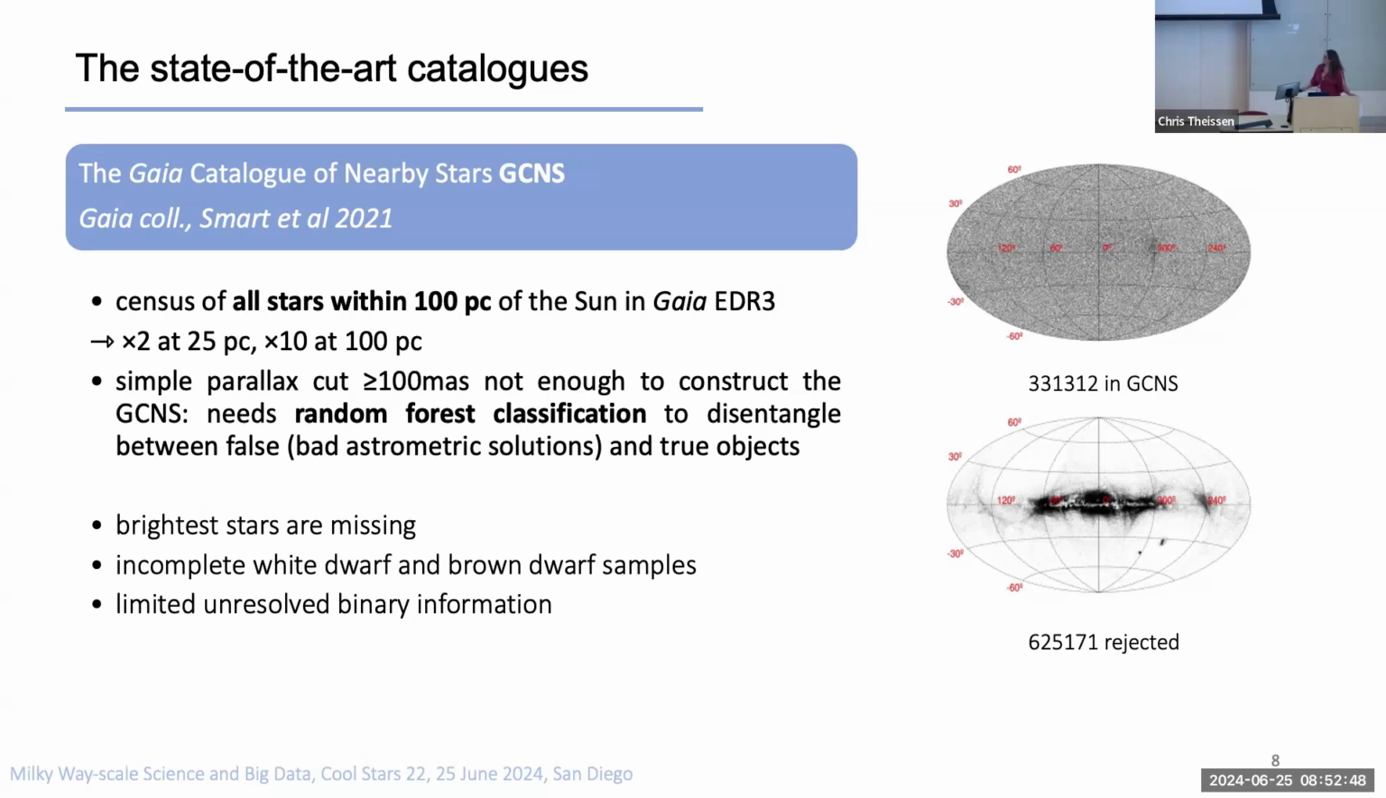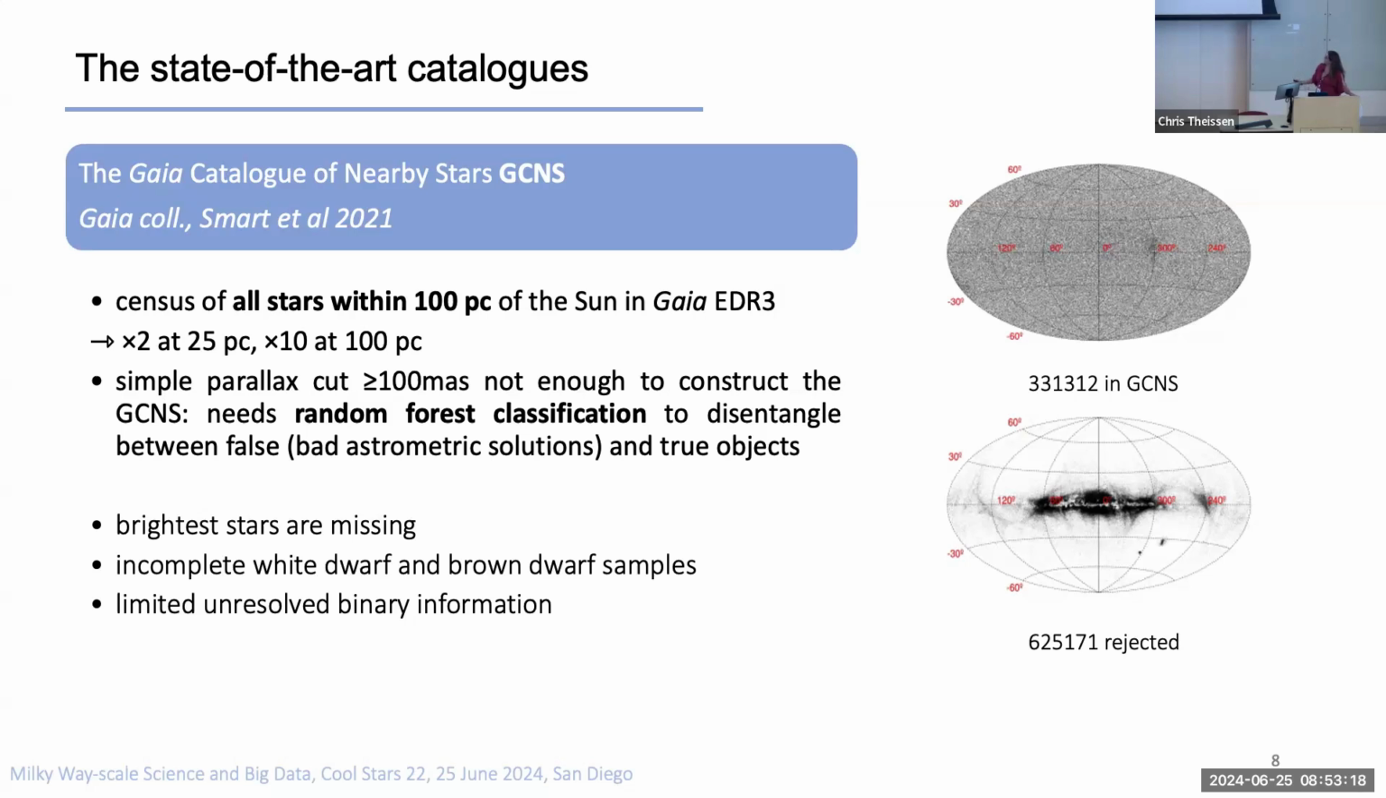And I want to stress that you cannot just download the catalog and make a simple parallax cut, because you will get many spurious data, which are shown here. In particular, in crowded regions, you have twice as many rejected objects with bad astrometric solutions as real objects kept in the catalogs. So it means that the work needs some classification, such as random forest classification.